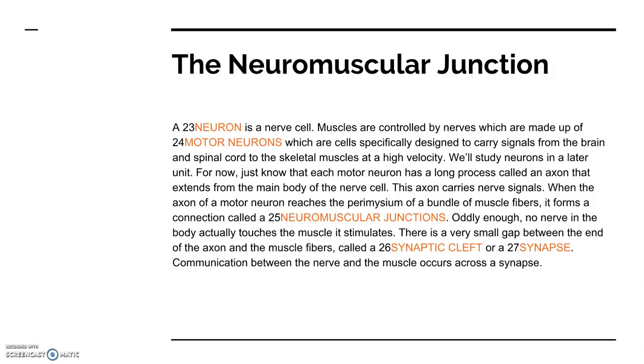When the axon of a motor neuron reaches the perimysium of a bundle of muscle fibers, remember the perimysium is that outer layer of the bundle of fibers, it forms a connection called a neuromuscular junction. Oddly enough, no nerve in the body actually touches the muscle that it stimulates. There's never an actual touching connection. There's a very, very small gap between the end of the axon and the muscle fiber called the synaptic cleft or a synapse. The communication between the nerve and the muscle occurs across this gap or across the synapse.